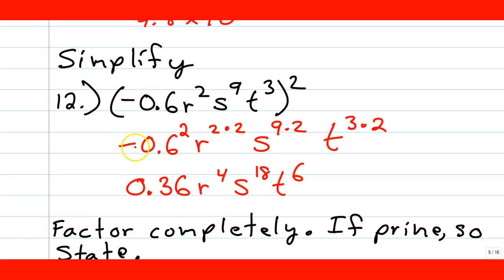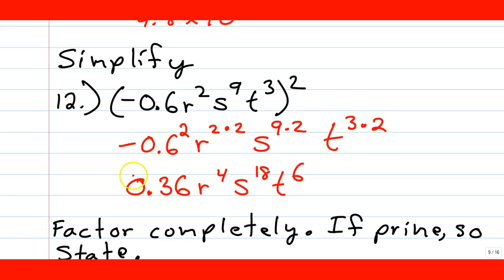So I'm taking the -0.6 to the second power. Now this is going to be a -0.6 times a -0.6. Then I'm going to bring that 2 in on the 2 on the r. So 2 times 2. I'm also going to put that 2 on the 9. So 2 times 9. And then bring it in on the 3. So I get 3 times 2.